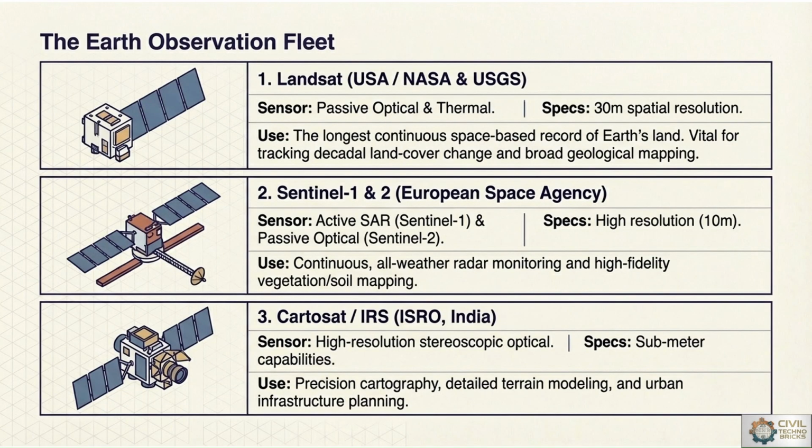The earth observation fleet. Now we see the three platforms of satellite, or we can say the types of satellite. We will go one by one. First is the Landsat. Second one will be the Sentinel 1 and 2. Third will be the Cartosat or IRS, that is of ISRO India. Sentinel 1 and 2 is of European Space Agency, and Landsat is of USA and NASA.